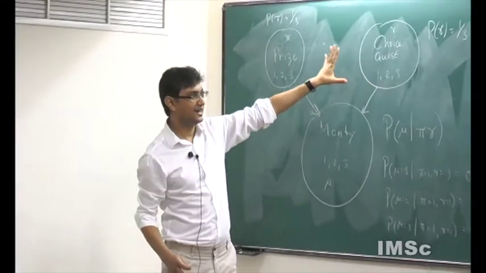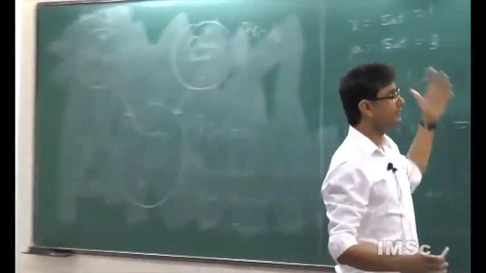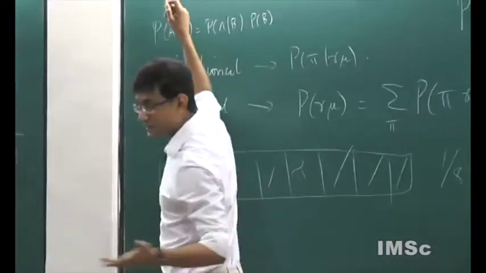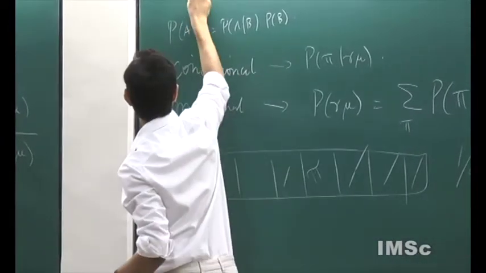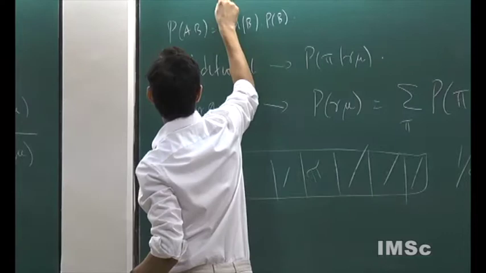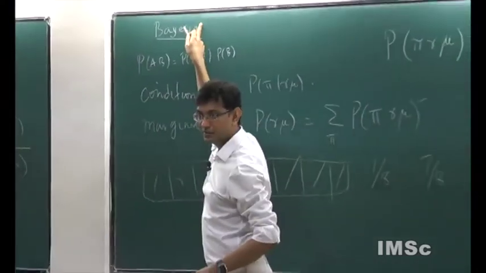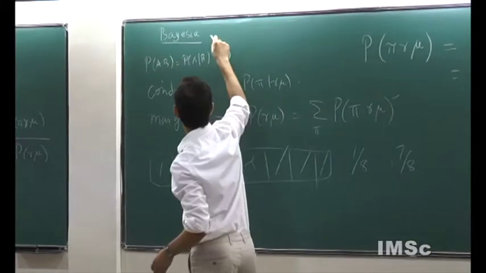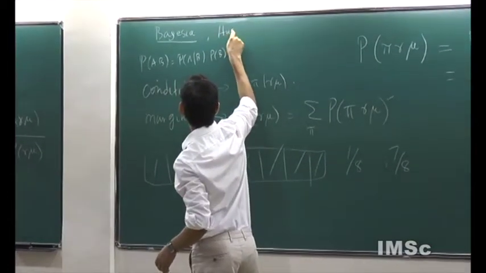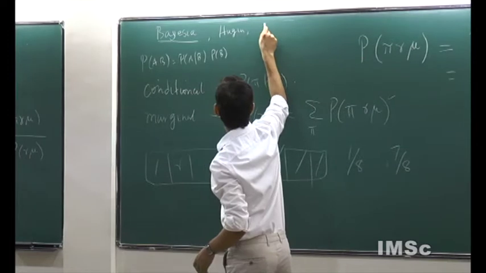So all of these things were there in my slides, which don't seem to be working. There are actually several companies. There's one company called Bayesia. You can look them up on the website. There's another company called Hugin. And there are lots of white papers there.